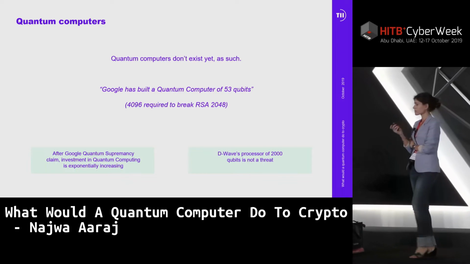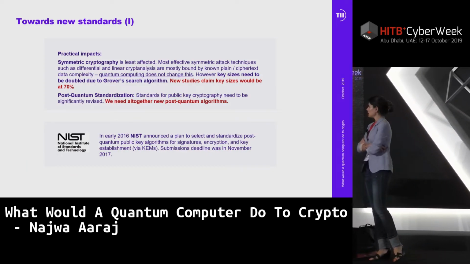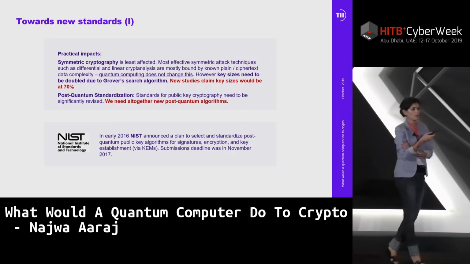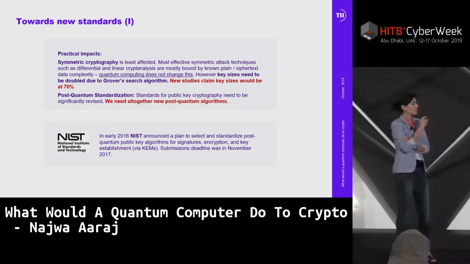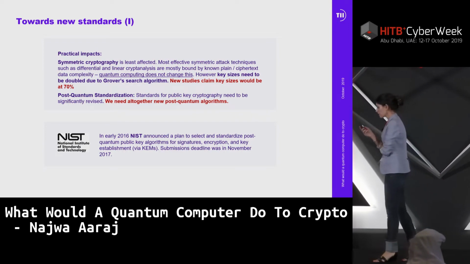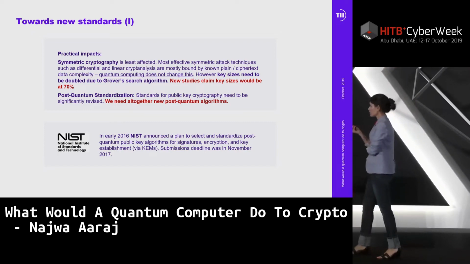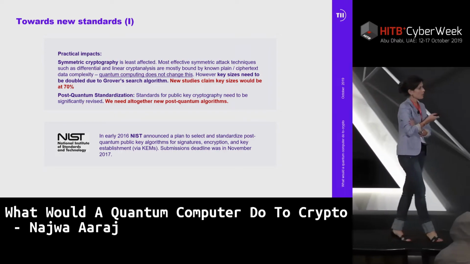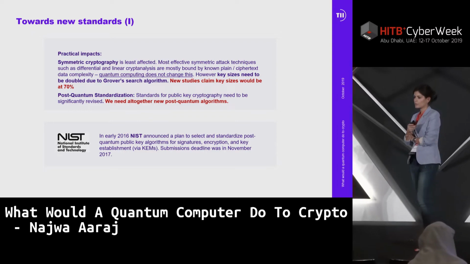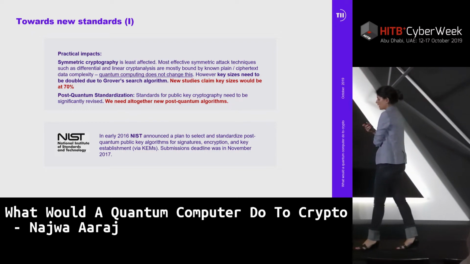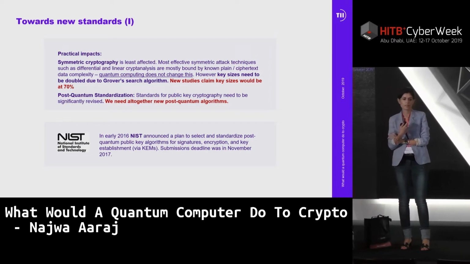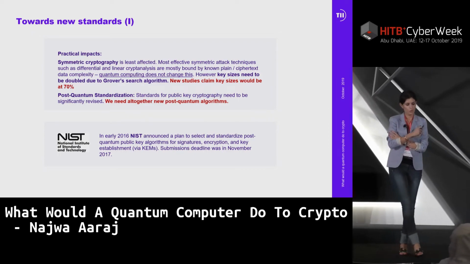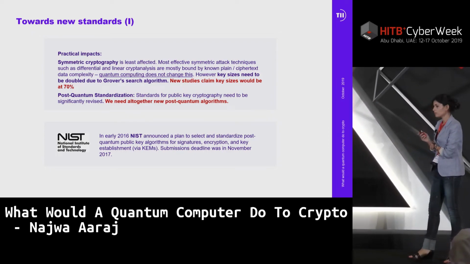So symmetric crypto is not really the main focus of cryptographers today. It's more about public key or asymmetric crypto that has been on the mind of large standardization bodies and government agencies. And that's why NIST, in early 2016, launched a call for the submission of post-quantum crypto in the hope of standardizing the crypto algorithms that are supposed to be resistant to quantum attacks. The competition ended in 2017.